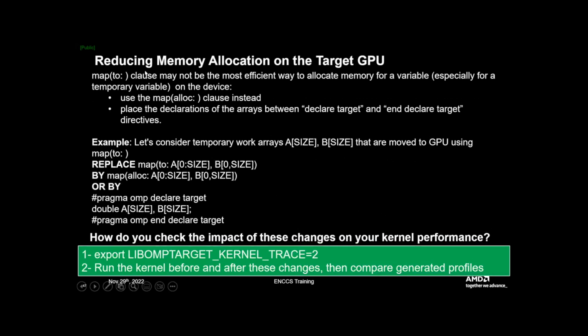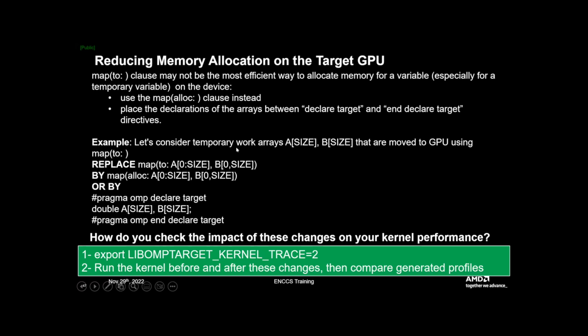Reducing memory allocation is another problem when offloading large applications. For example, the map to clause may not be the most efficient way to allocate memory for a variable. We put map to, but sometimes maybe it is just map alloc. If it is map alloc, just use map alloc. Don't use map to, because you don't have to. So understanding the application and how it works is important when you are tuning your application. Instead of using map to, you might need map alloc, for example.